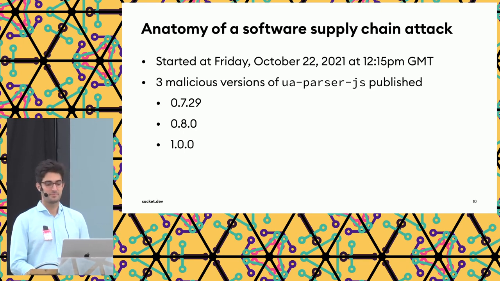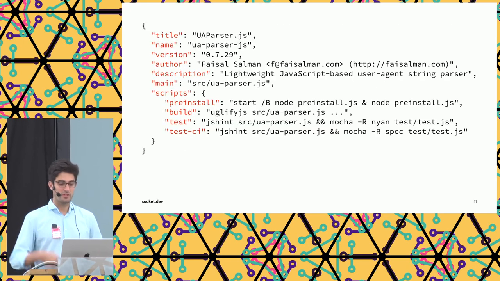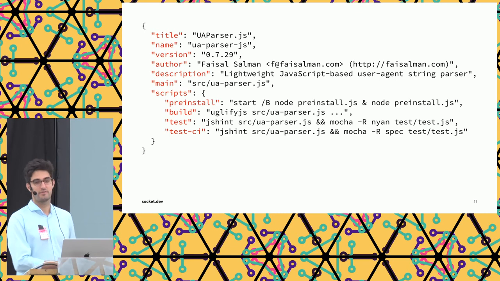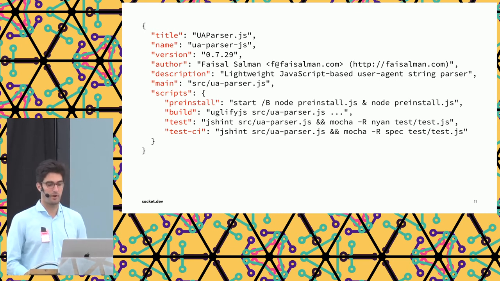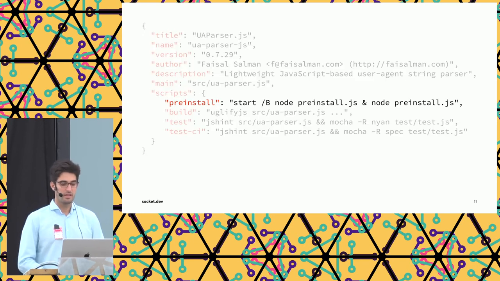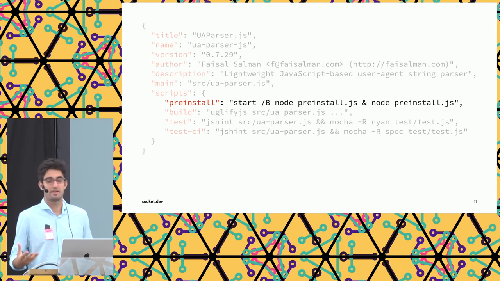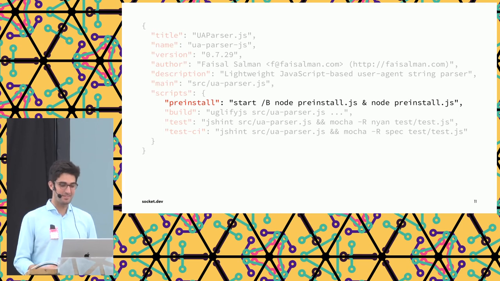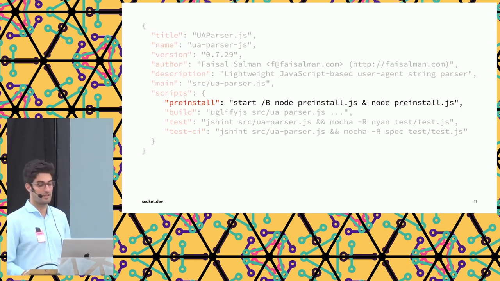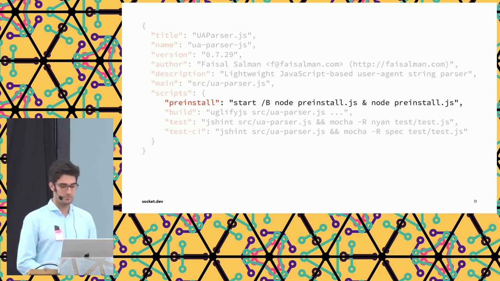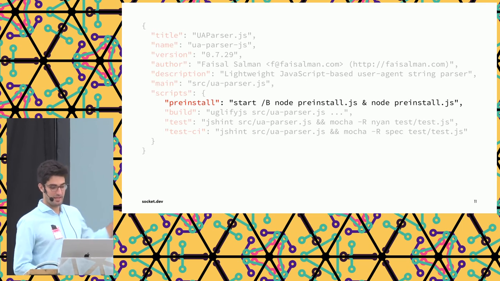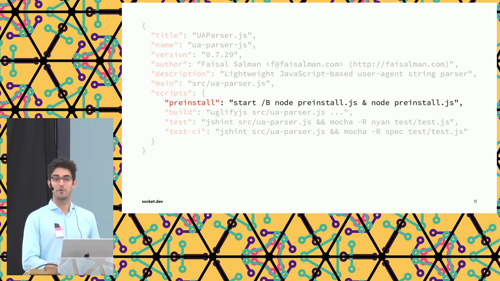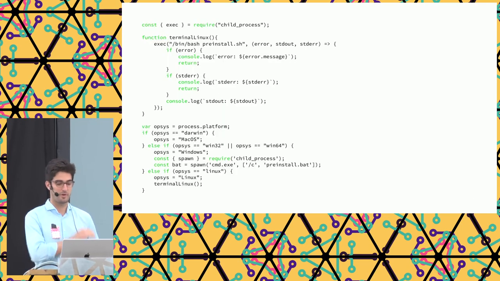Malware was added into each of these versions so that whenever a user would install them, the attack code would execute immediately. So if we actually open up one of these compromised versions, this is the package.json file, which is the metadata manifest file for JavaScript projects. And you'll notice this line here. The preinstall script is basically a shell script that NPM will automatically execute anytime this package is installed. This is a feature of the NPM package manager that allows the author to specify code to run automatically on installation. And as you can see here, it's running two files. The first one, the slash B flag here, is telling Windows to start this script in a hidden terminal window to make it a little bit more sneaky and not show the output to the user. But in any case, it's running this file. So let's open up the file preinstall.js to see what it's doing.